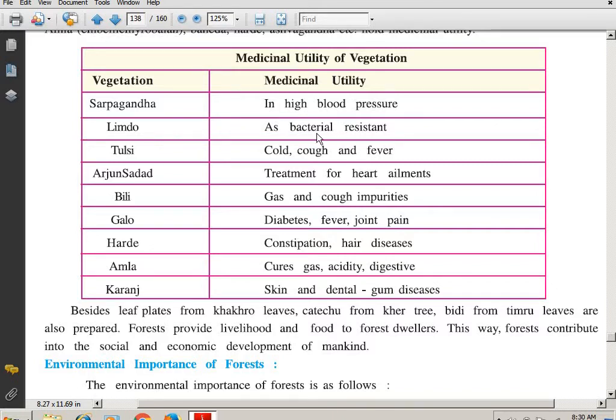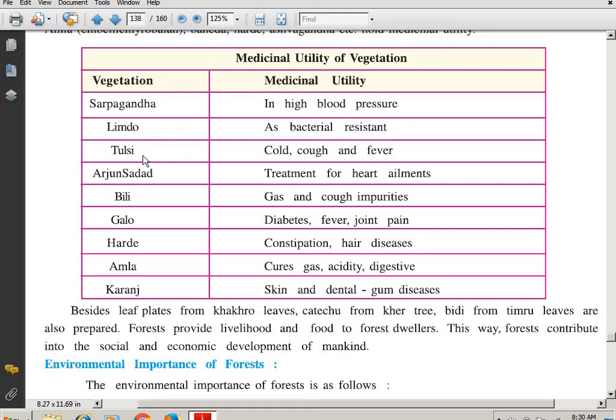Limdo is used as a bacterial resistance. You know that limda, the neem trees and all, have been used for bacterial resistance. They are very good. Even now in this season, many people grind it, make juice of it and drink that bitter juice, as it is very good for the health. Some boil those leaves and drink, some use it for bath. In many ways, it has been used.